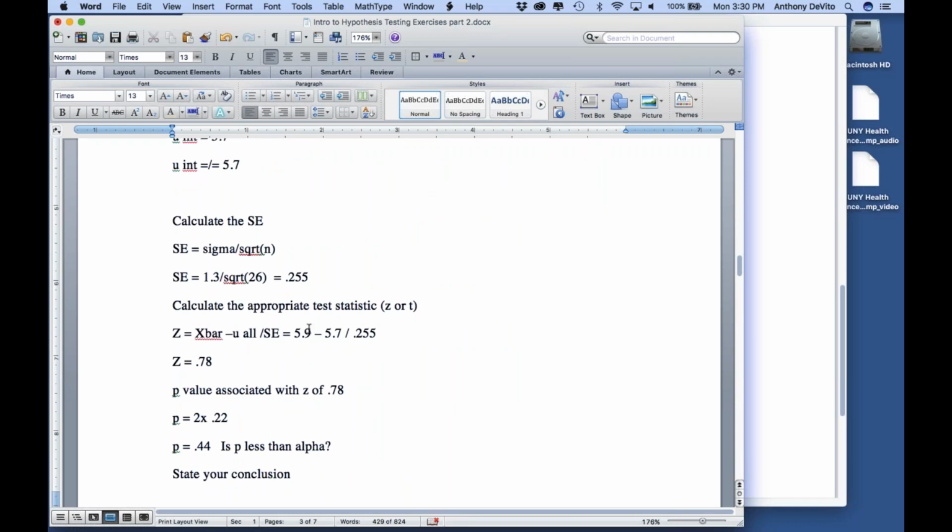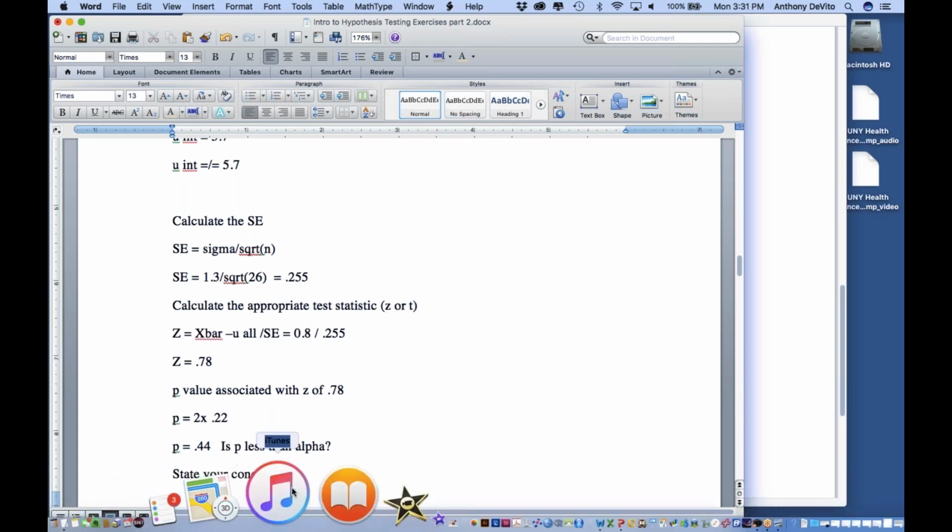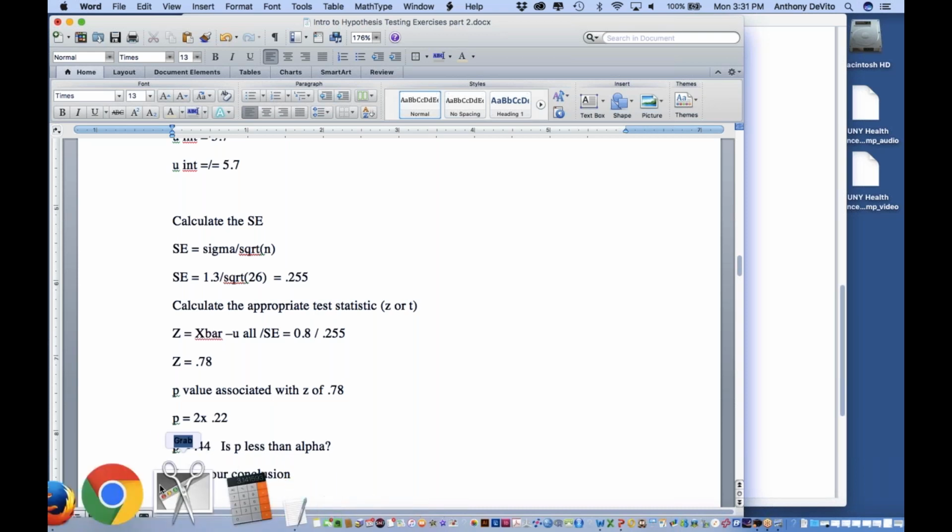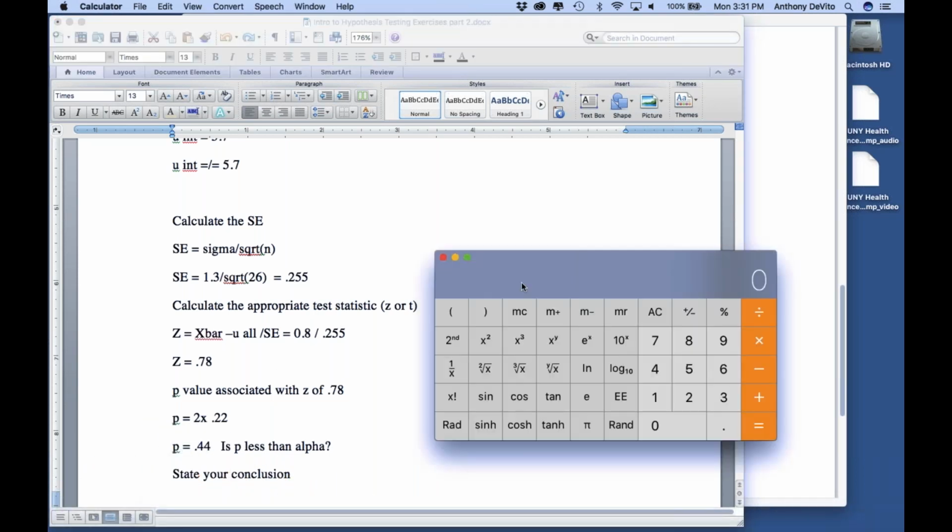You said 1.2. But that's not right. 6.5 minus 5.7, I'll go back and do that again. Yeah, 0.8. You're right, 0.8. The math is wrong, but I'll bet you still can reject the null hypothesis. All right, so 0.8. How come nobody else noticed that? Is anybody paying attention here?